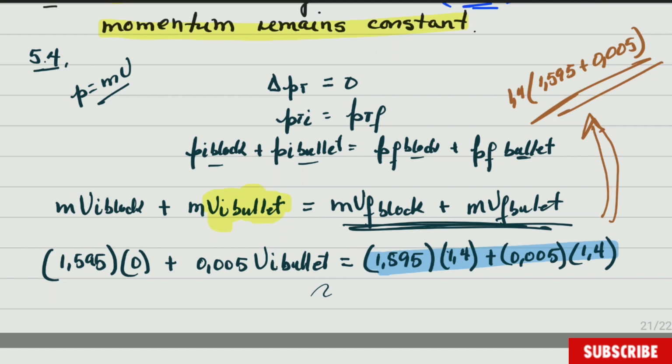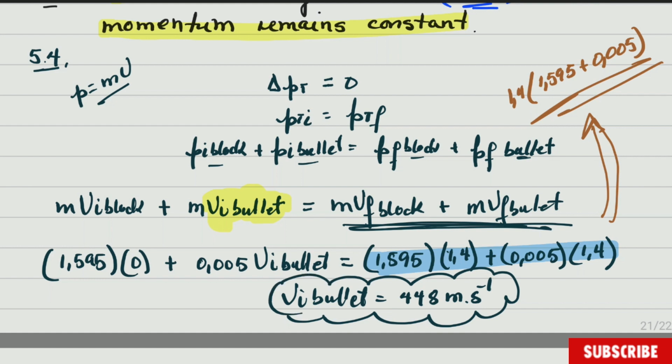When you do this calculation, which is quite simple, you get that the initial velocity of the bullet is going to be equal to 448 meters per second. That is the answer we get for this question. In the question they ask for the magnitude of the velocity, so we don't have to give direction.